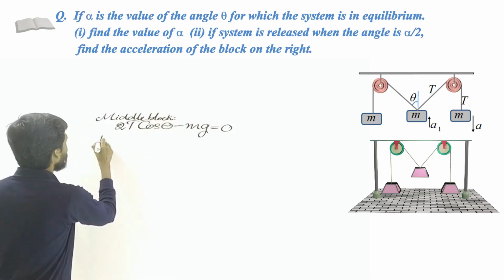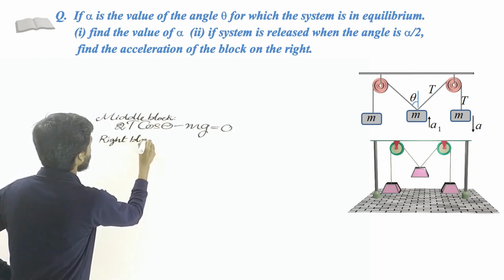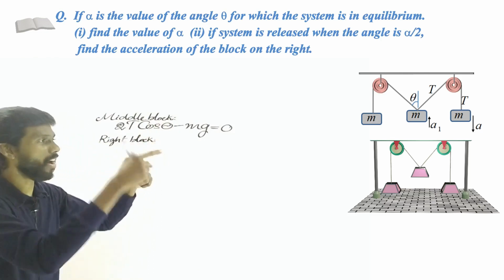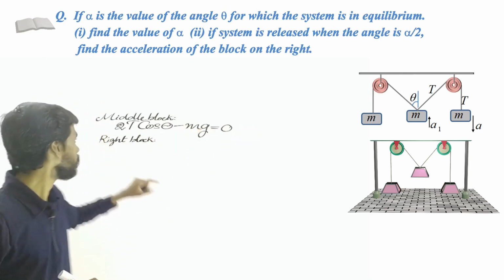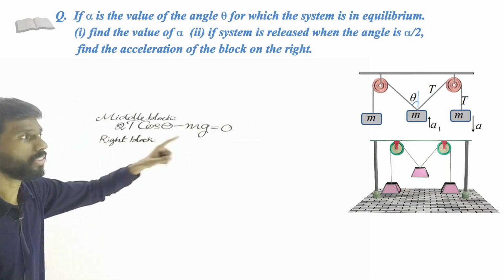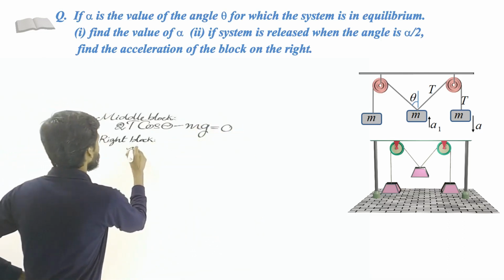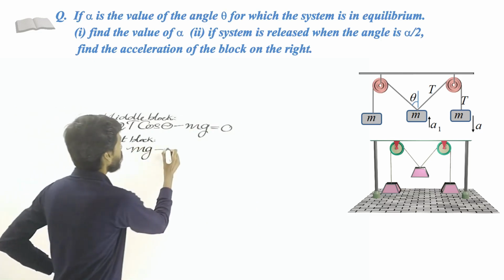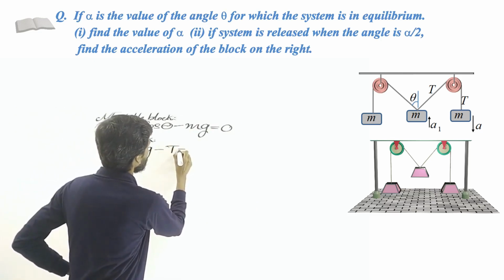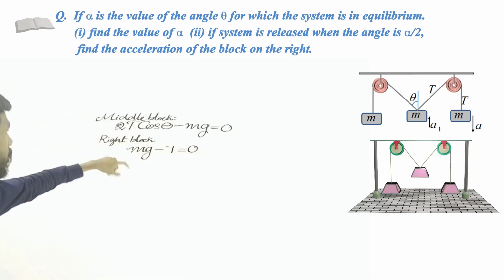Now the block at the right end or the left end, any one block, because both have the same acceleration. What are the forces acting on the block? Suppose it is moving in the downward direction, so mg in the downward direction, minus the tension acting in the upward direction, minus T, and that equals 0, because again they are in equilibrium. So now we don't want the tension, right?